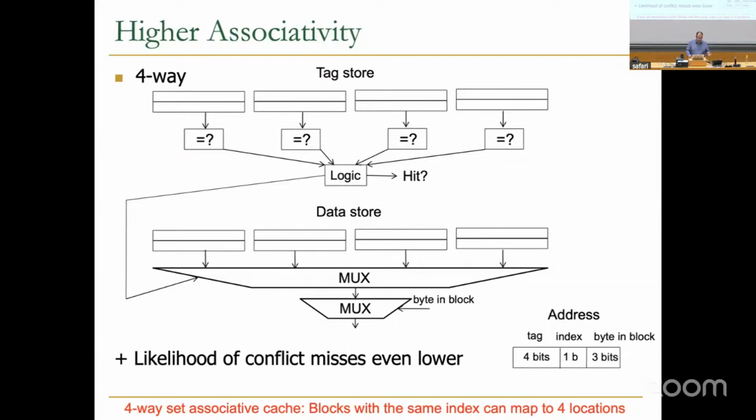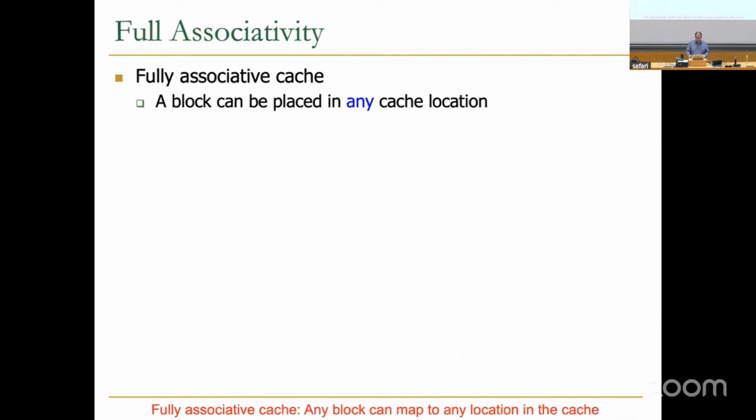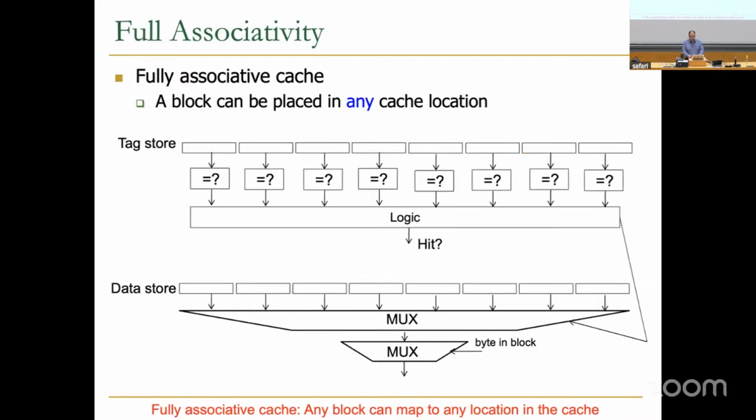But then, yeah, the likelihood of conflict misses is even lower, which is good. And in the extreme case, you can have a fully associative cache. A block can be placed in any cache location. In our toy example, we can have one set where all 8 blocks can be stored freely. So whenever you want to search or find your cache block in your cache, you need to compare 8 tags.